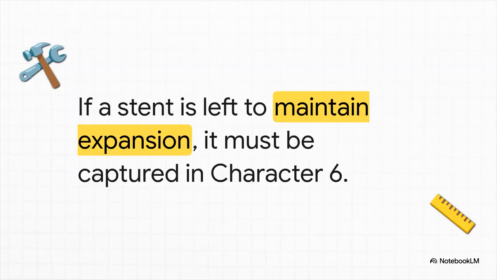We've got to talk about devices here too, because they go hand in hand with dilation. There is a golden rule for device coding. If a stent, like a drug-eluting intraluminal device, is left behind to maintain that expanded diameter, you absolutely must capture it in character 6. If they just inflate a balloon to dilate and then pull the balloon out, your 6th character is Z for no device. But if that stent stays in the patient's body, character 6 has to reflect it.